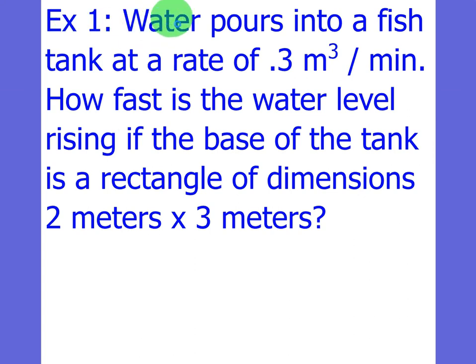We have water pours into a fish tank at a rate of 0.3 meters cubed per minute. Now, I want you to underline a couple things here. First of all, every time you have a number in a word problem, you need to underline it. So we have at a rate of 0.3 cubic meters per minute. We need to underline that because it's a number and it's important. It's a rate. This is related rates.